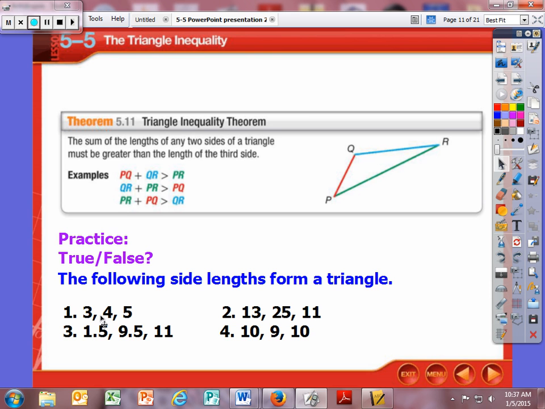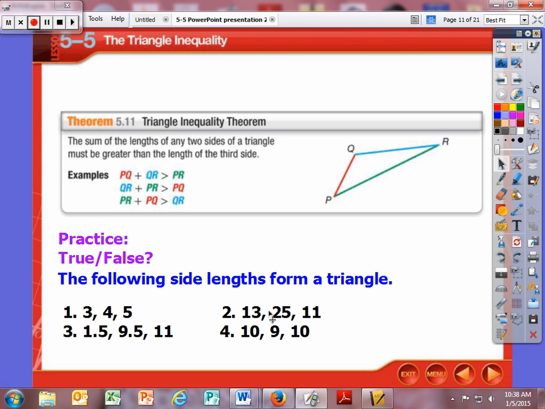Now notice, I really didn't need to check if 4 plus 5 was greater than 3. 4 and 5 are already greater than 3. So of course if I add them together, the sum will also be greater than 3. So really all I need to do is check the two smaller sides and make sure that those two are going to add up to be greater than the largest side. So I just needed to make sure the 3 and the 4, since those are the two shorter ones, are going to add up to be greater than the 5. And they do, so I can say yes, that's going to form a triangle.